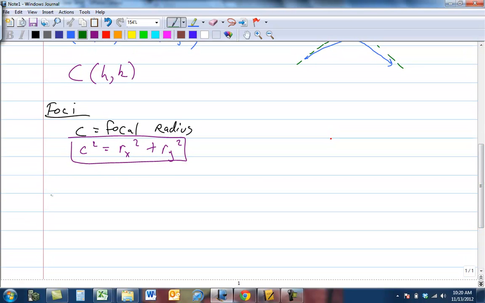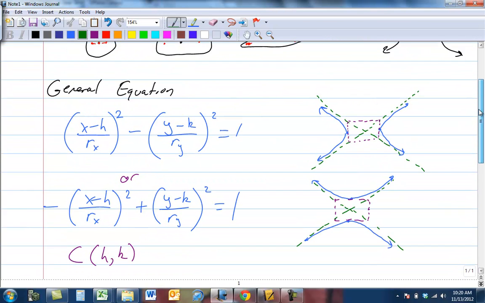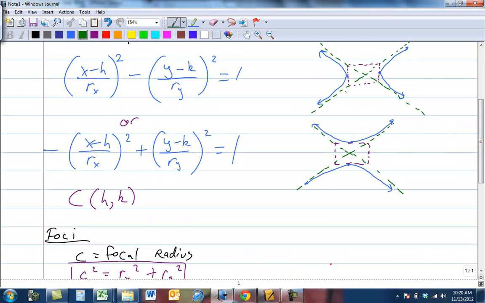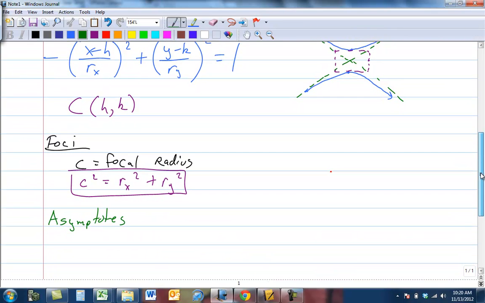All right, and then the last thing that we're going to talk about is asymptotes. We'll do asymptotes when we're doing this. But here's what's up. For a hyperbola, this is the information that I'm going to expect you to find.